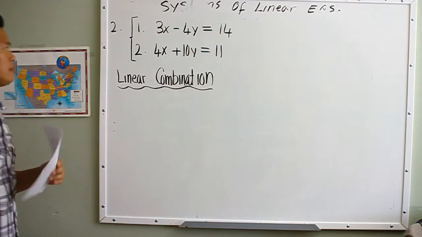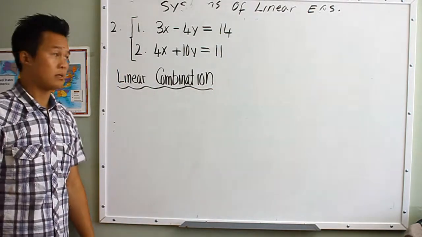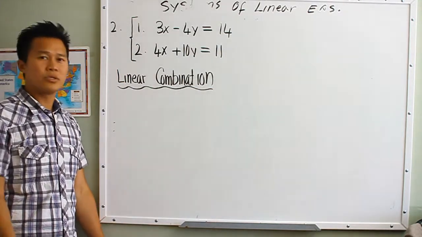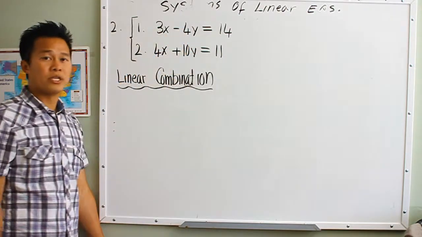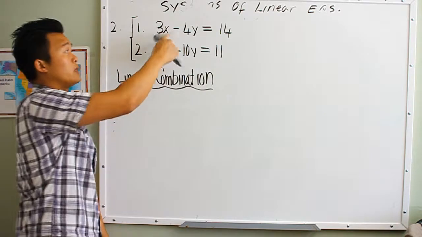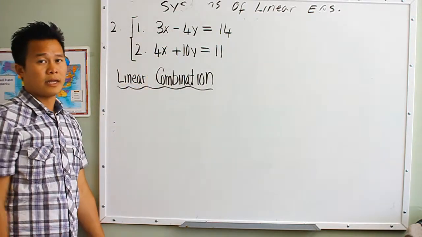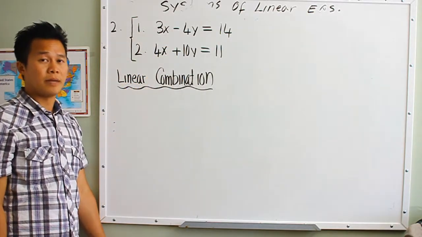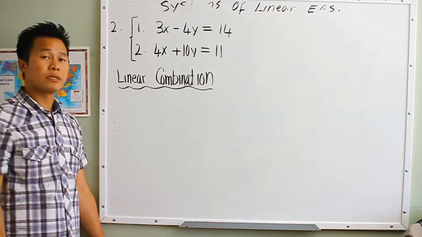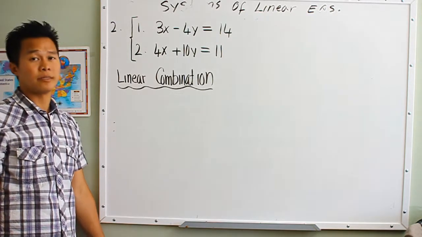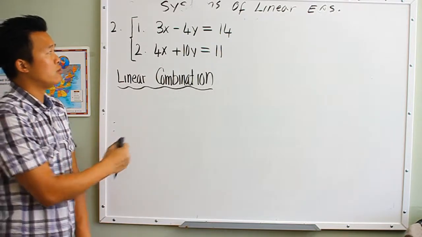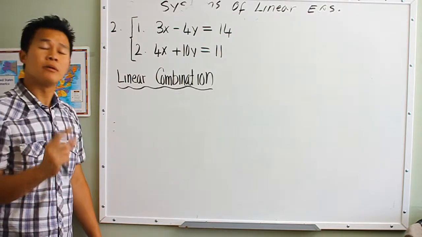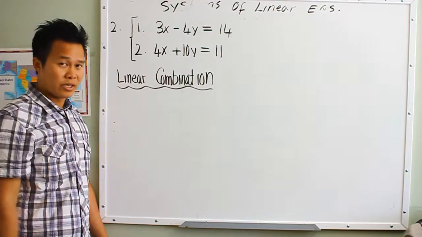Okay. In linear combination, we would usually use it when the systems of equations are in standard form, like each equation is in standard form. And sometimes it's best to use linear combination. Most of the time, linear combination would be the quickest method. So what we're going to do here is, our goal is to eliminate one variable by adding the two equations together.